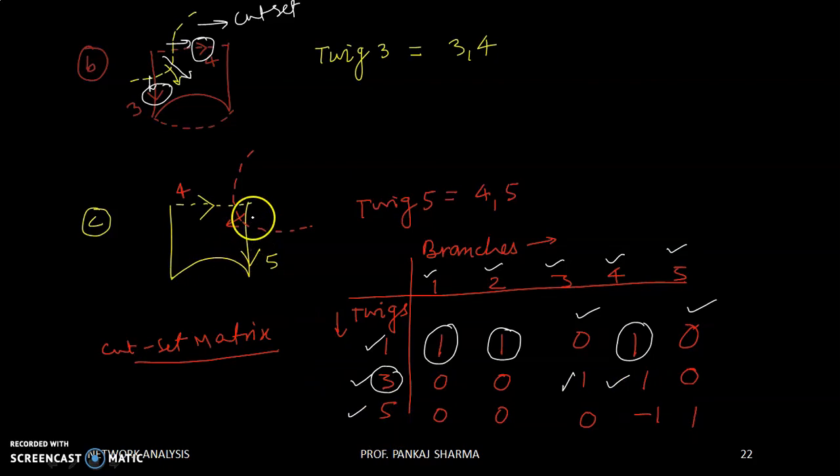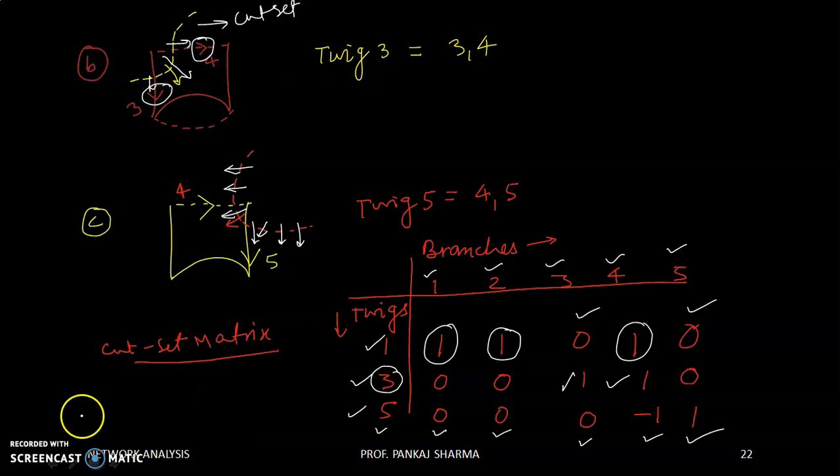Corresponding to twig 5, it is cutting branch number 5 and branch number 4. See this, the orientation is like this. For twig 5, 1 is not connected, so 0, 2 is not connected, so it is 0, 3 is not connected, so it is 0. What about 4? 4 is connected, but the orientation is opposite, so it is -1. 5 is concerned and the orientation is the same, so it is 1.